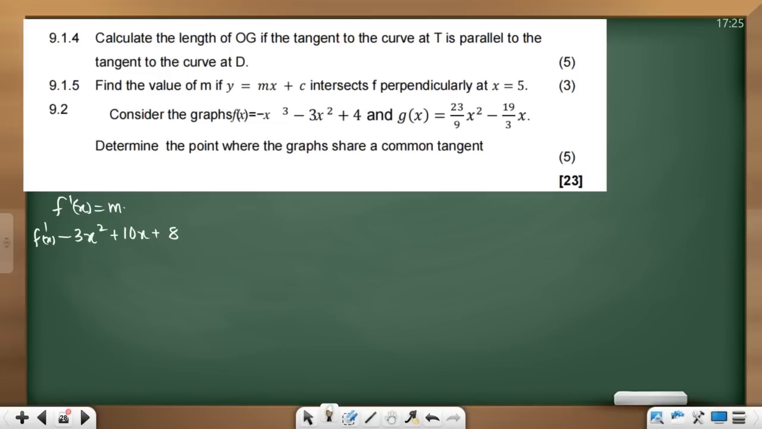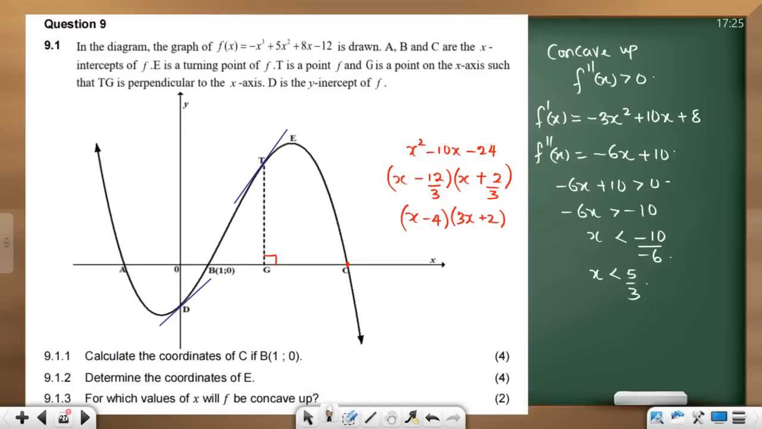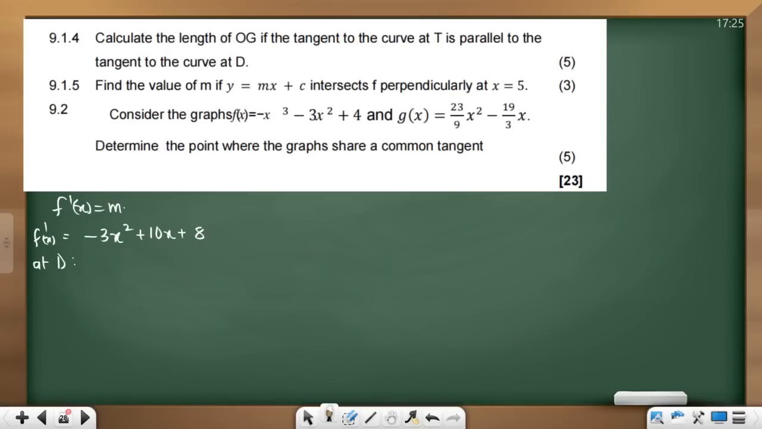But what do we know at D? Oh, I see. What do we know at D? Let's go back. Maybe some of you did not see it. X is 0. So that gives us my gradient. So what is my M? Negative 3, 0 squared, plus 10, 0, plus 8. Gradient is 8. We're good. The gradient is 8.